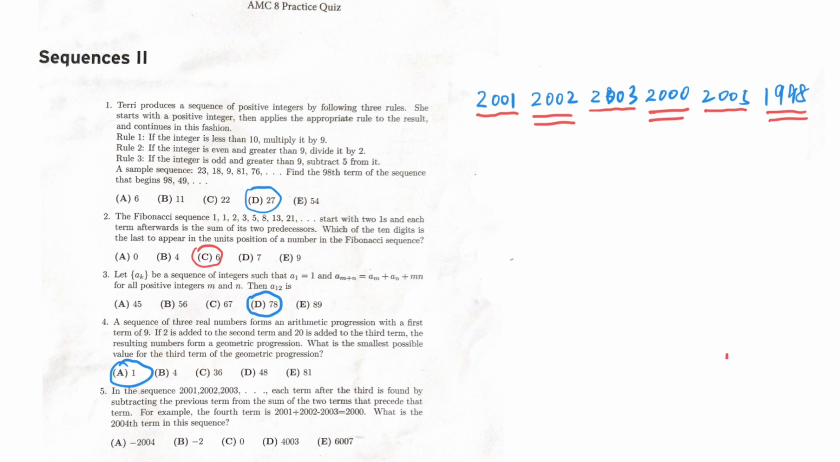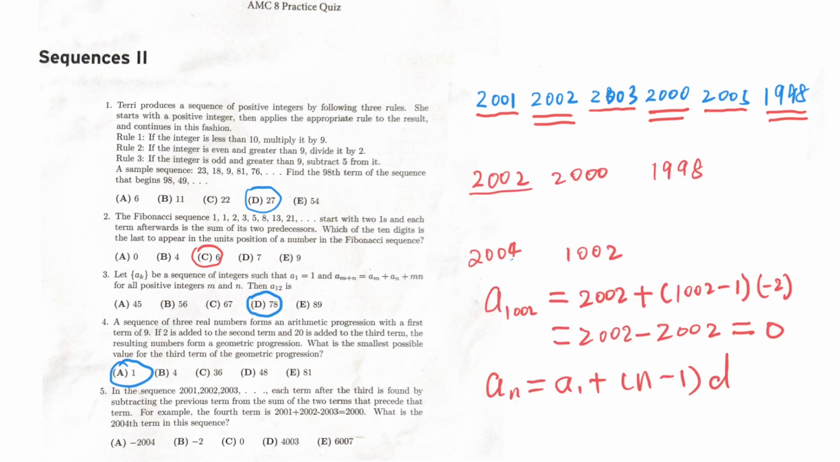So that's 2002, and 1002 minus 1 is 1001, times negative 2 will be negative 2002. So the result is 0. So the answer is C, 0.